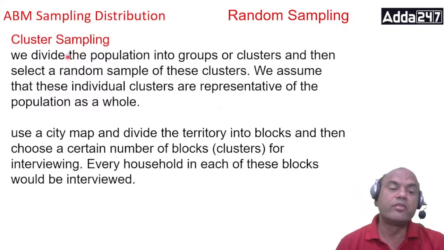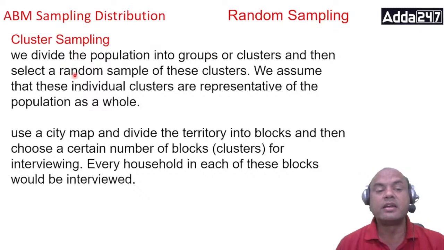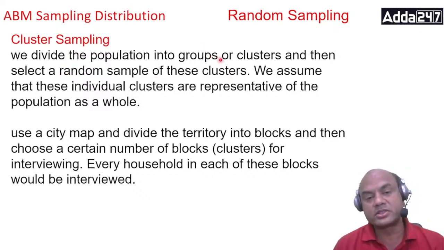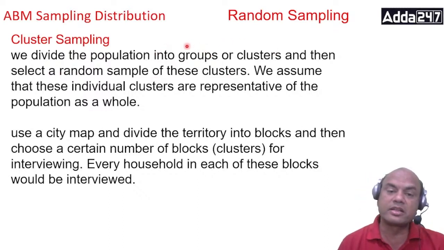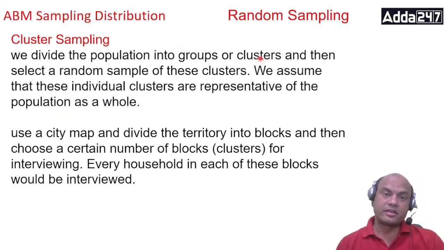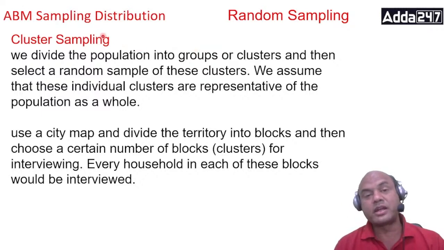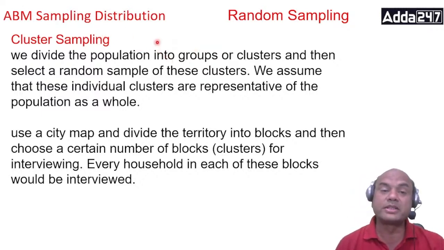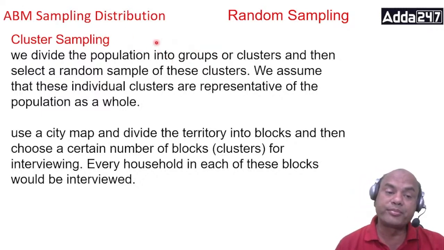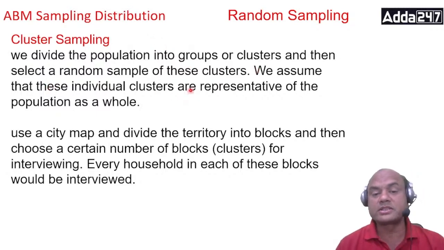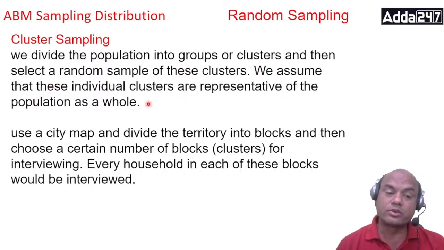Cluster sampling. We divide the population into groups or clusters and then select a random sample of these clusters. So first we'll divide them into these groups or clusters. What did I say earlier? It is similar to that regional, geography-based division: Goa, MP, UP. We assume that these individual clusters are representative of the population as a whole.